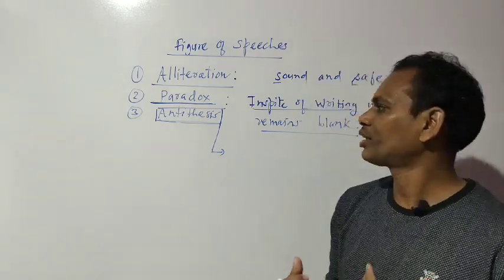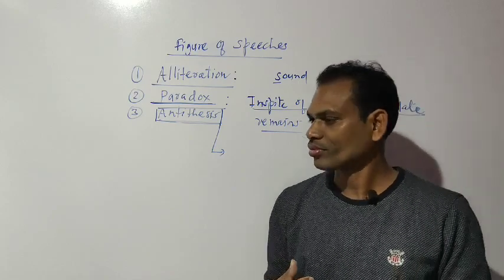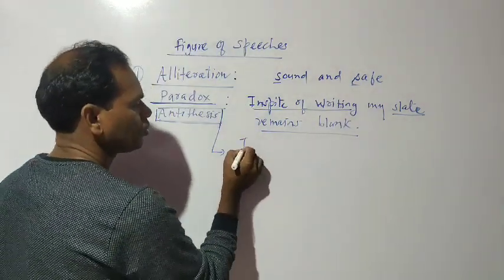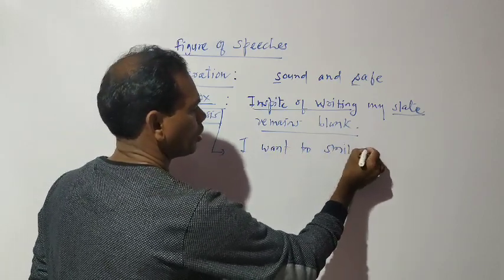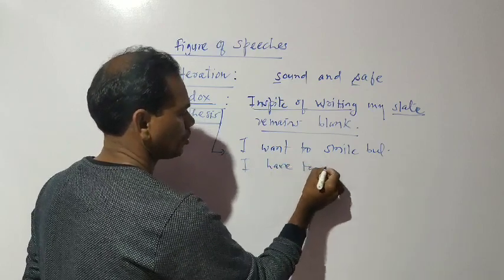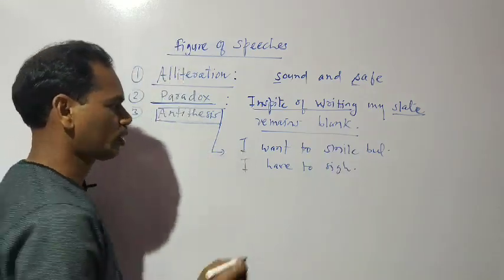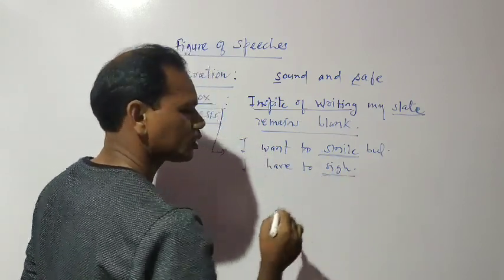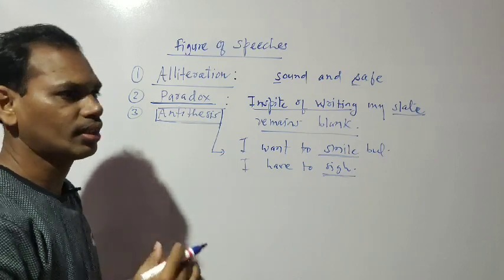Or take a different example of antithesis, like that. I want to smile, but I have to sigh. I want to smile, but I have to sigh. I want to be happy in my life, but I have to face the difficulties. Like that, two opposite ideas are there in a single life.